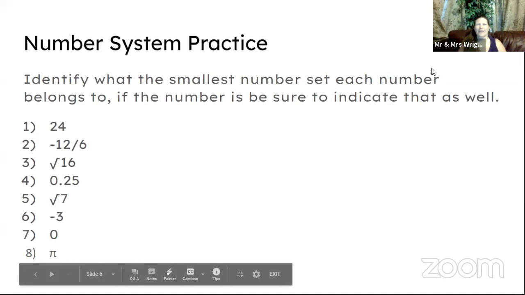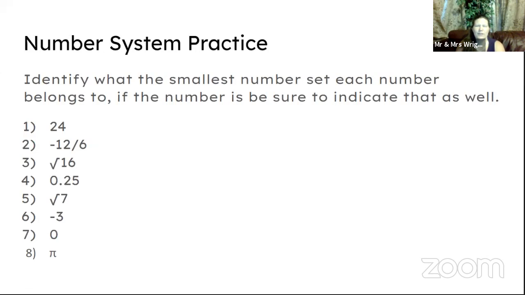Now I've got some practice for you. So, number system practice: you're supposed to identify what the smallest number set is for each number that you see here. And then if a number is irrational, be sure to indicate that as well. Because remember, there wasn't an actual number set that indicated an irrational number. Irrational numbers were in the number set of the real numbers. But I do want you to indicate if something is irrational or not. So go ahead and press pause. Do these 8 problems, and then come on back.